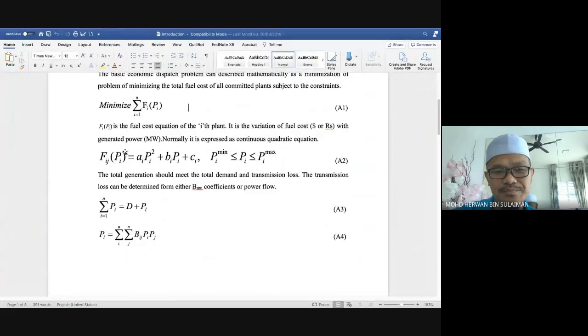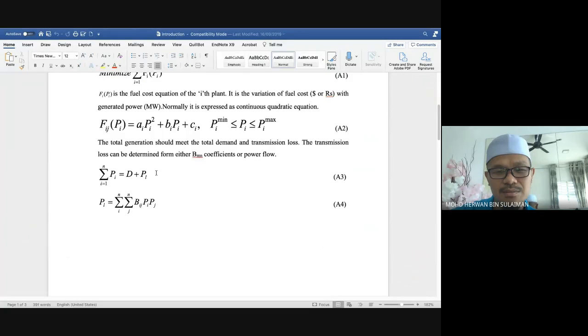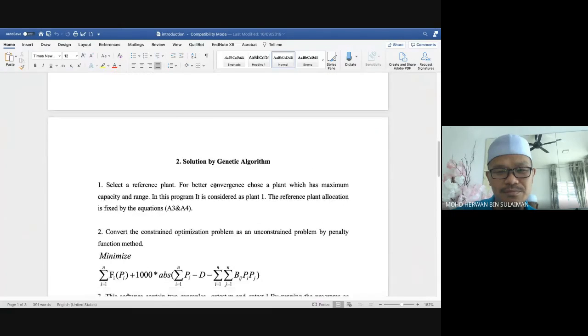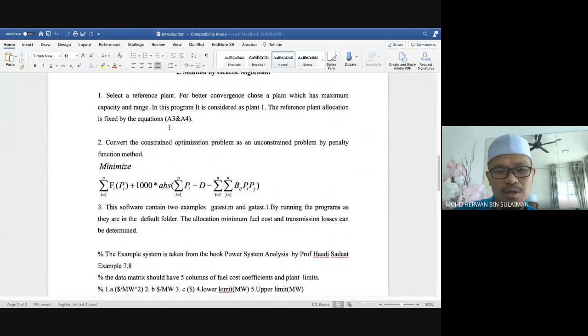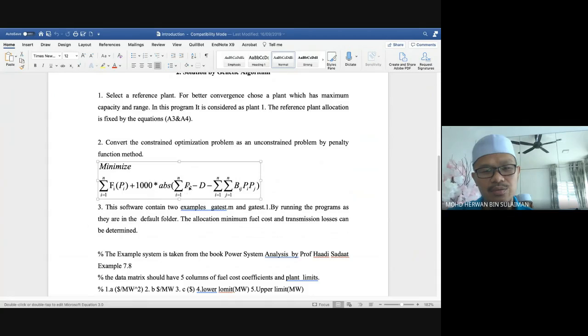So we have a quadratic function, and then we use the B coefficients. Then this one is how he did it, because we need to control, we need to make sure that this one is, they call it penalty functions. Okay, this is the penalty function, and this one is the summation of power minus the demand minus the loss.